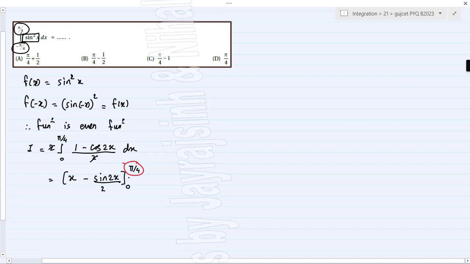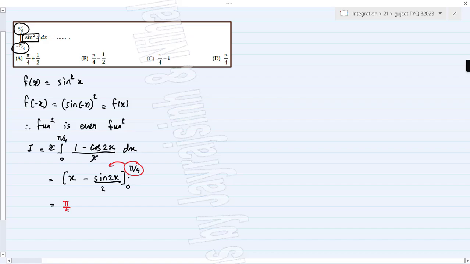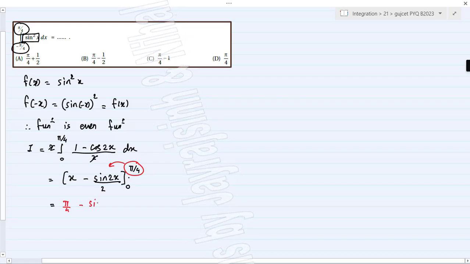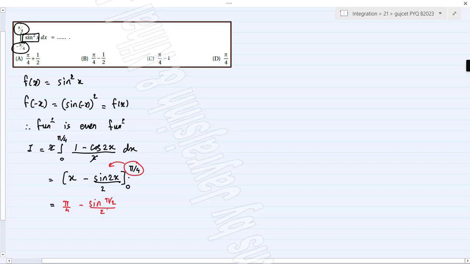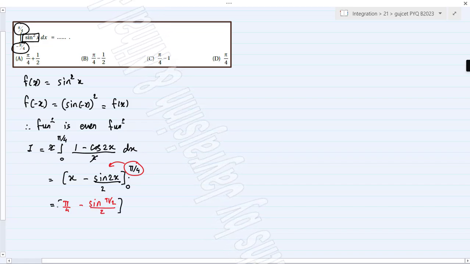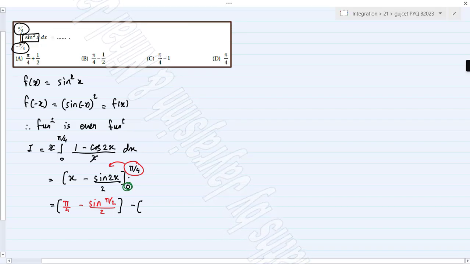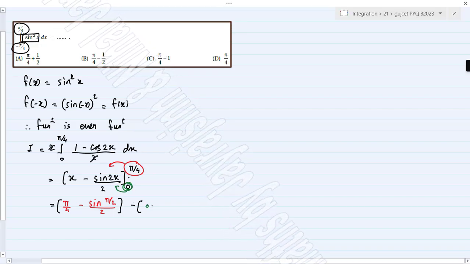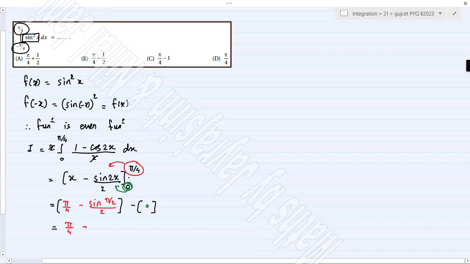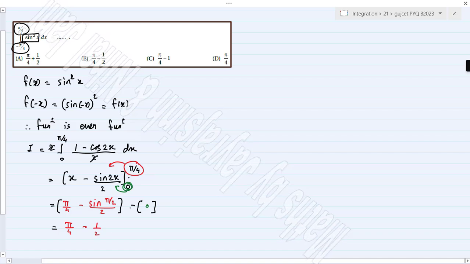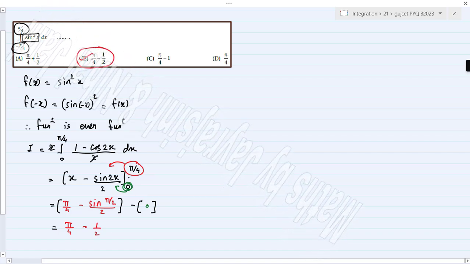Now substitute the upper limit. So we will get pi by 4 minus sine 2 times pi by 4, or we can say pi by 2, whole divided by 2. And if we substitute the lower limit, which is 0, we will get 0. So pi by 4 minus sine pi by 2, which is 1, so pi by 4 minus 1 by 2, which is given in option B. Ta-da!